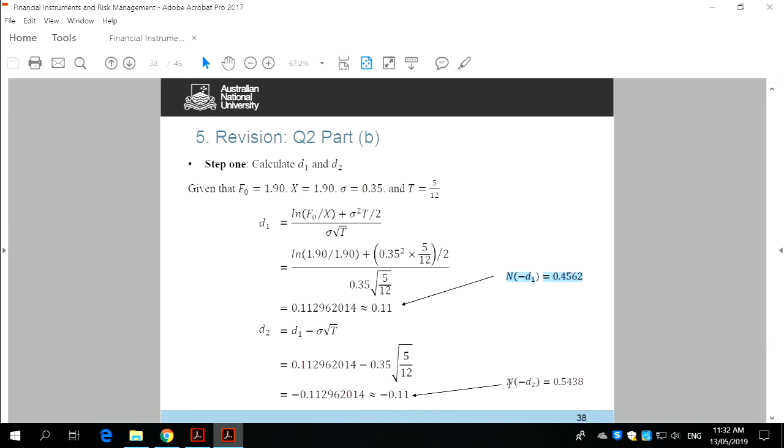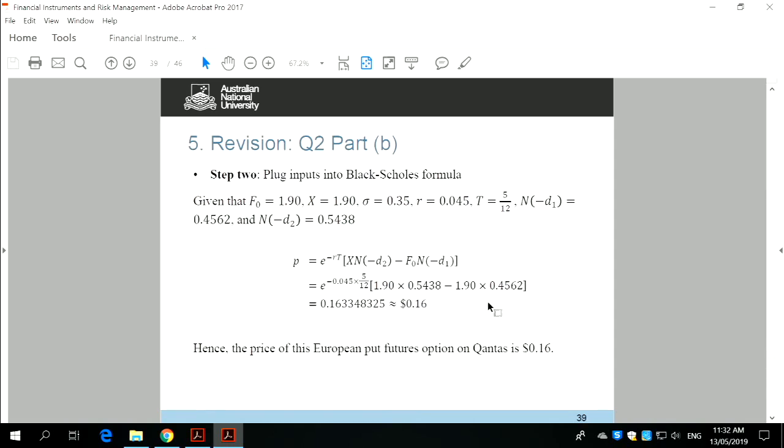So go to your table, find N(-D1), N(-D2). Then the next thing is that it's the present value of the strike times N(-D2) minus the present value of the futures price times N(-D1). Then we'll work out the put option should be selling for 16 cents. Right? So this European put futures option on Qantas should be selling for 16 cents.